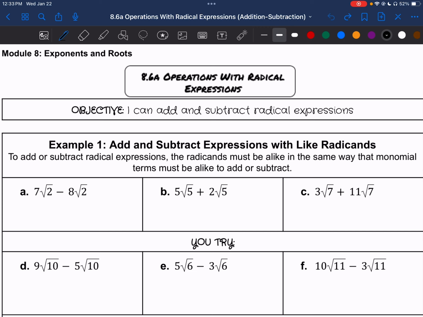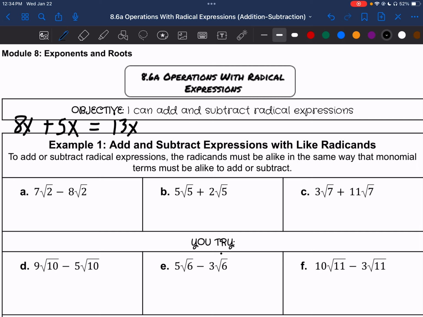To add or subtract radical expressions, the radicand must be alike, in the same way that monomial terms must be alike to add or subtract. So if you remember back, if we had 8x plus 5x, we could add those together and it would be 13x. Well, we're going to be able to do the same thing with radicals.